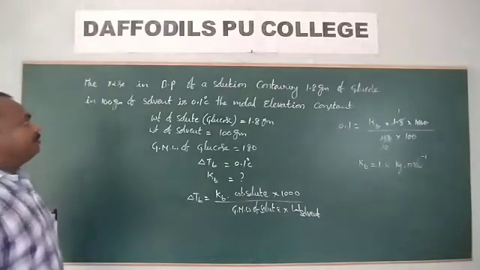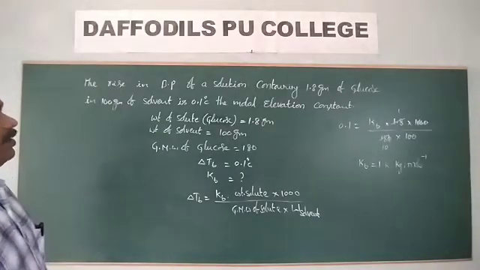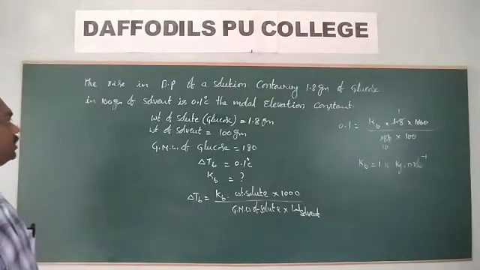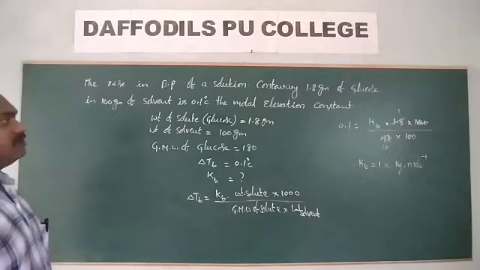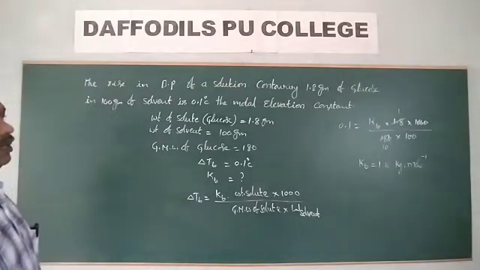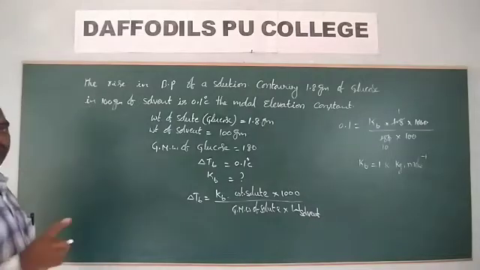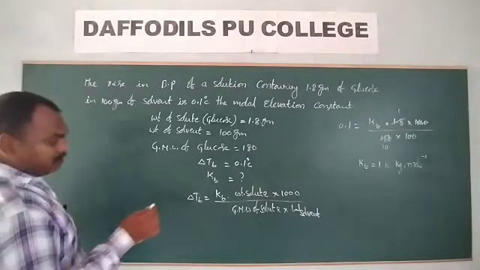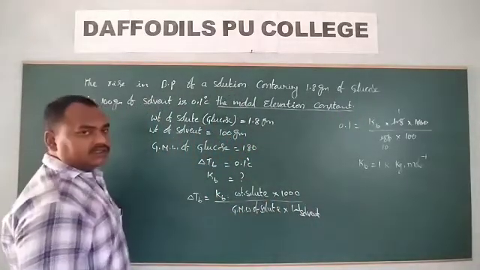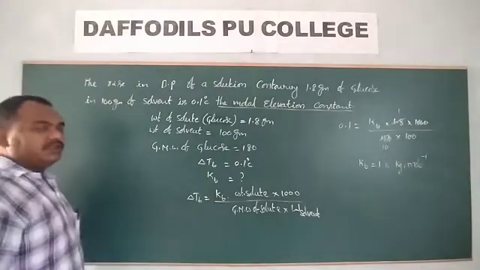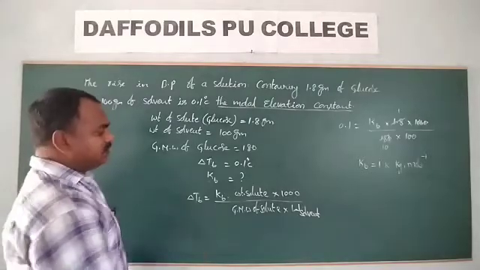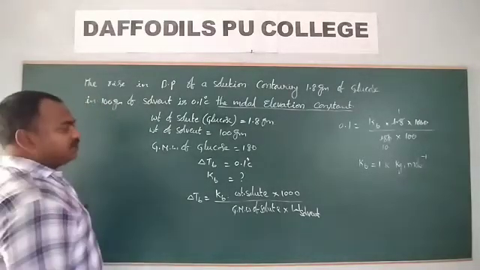Now look at that third problem. The rising boiling point of a solution containing 1.8 grams of glucose in 100 grams of solvent is 0.1 degree centigrade. The molar elevation constant is, this molar elevation constant is denoted by Kb. Molar elevation constant is nothing but ebullioscopic constant. Ebullioscopic constant is Kb.